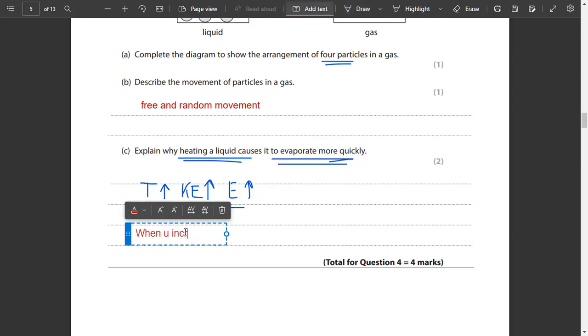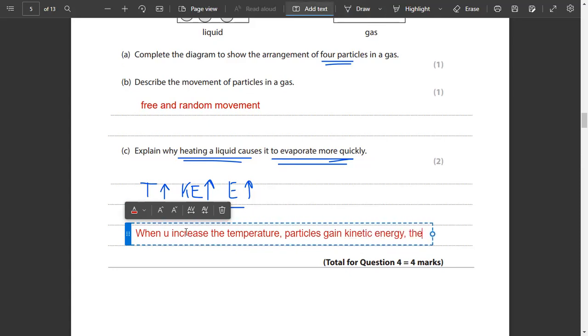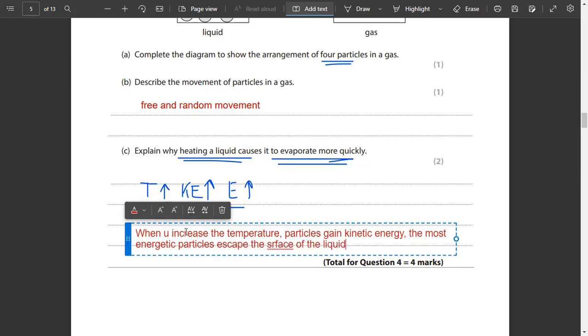When you increase the temperature, particles gain kinetic energy. So the most energetic particles escape the surface of the liquid. तो जो particles surface पे होते हैं, they gain a lot of energy and then they escape from the surface of the liquid. Why do they do this?